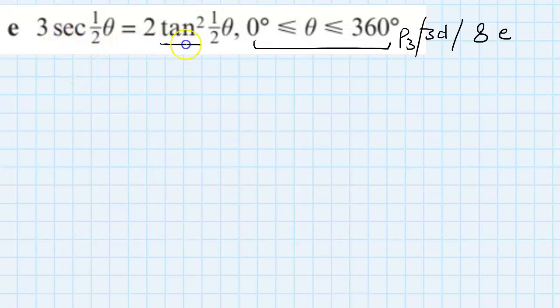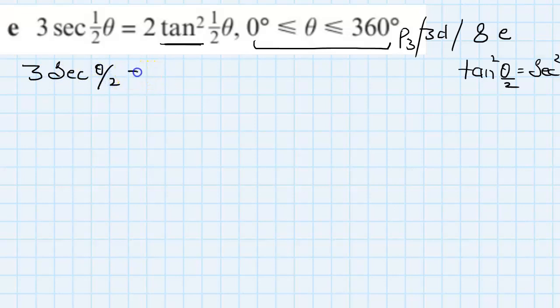So now this is tan square theta. We know that tan square theta is equal to sec square theta minus 1. This is theta over 2. So tan square theta over 2 is sec square theta over 2 minus 1. So I'm going to replace it. So this is 3 sec theta over 2 is equal to 2 tan square theta over 2. I'm going to write 2 times sec square theta over 2 minus 1.